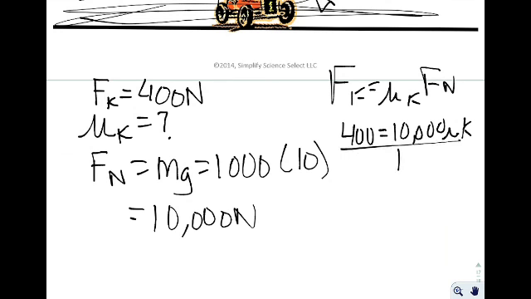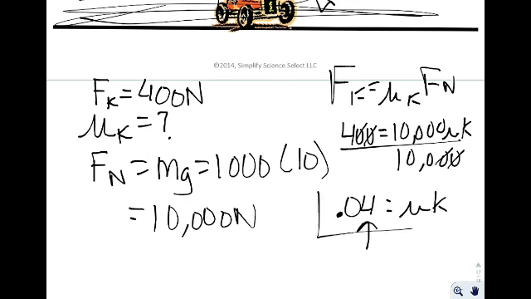Divide both sides by 10,000. You can see the zeros start to cancel out, and you end up with 4 divided by 100, which is 0.04. That is my coefficient of friction. Now there are no units for coefficient of friction because you're taking newtons and dividing by newtons.